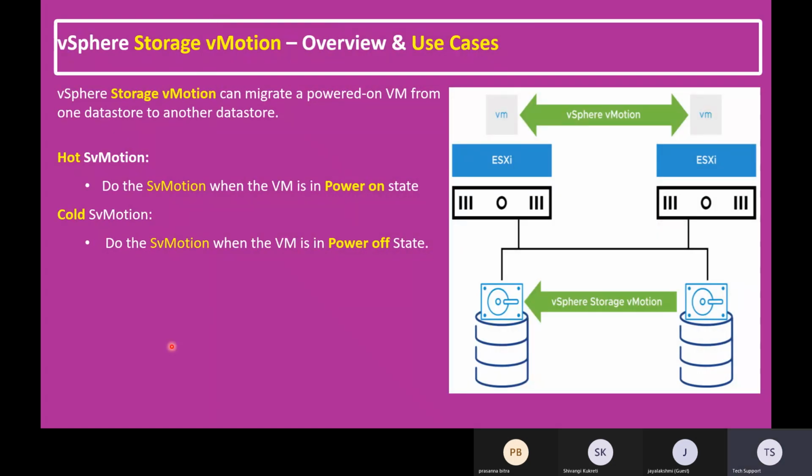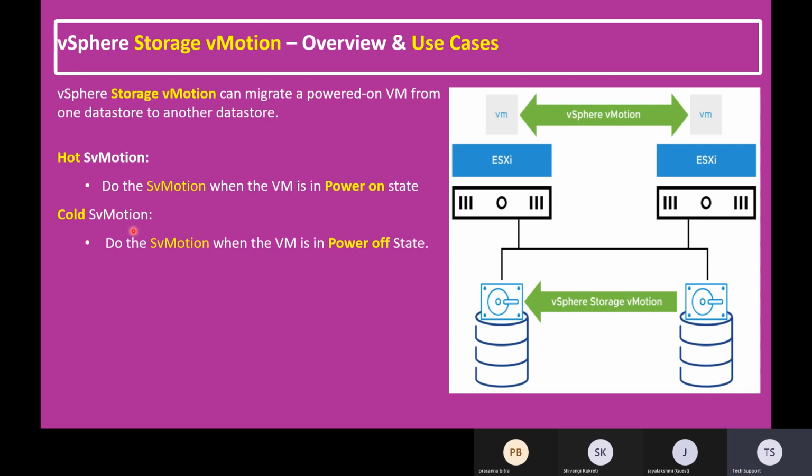Within storage vMotion, it's simple: storage vMotion can migrate a powered-on virtual machine from one datastore to another datastore. If you see in this diagram, vMotion means moving from one host to another host, and storage vMotion means only the storage level vMotion. It's not changing the host. It moves the virtual machine disk from one datastore to another datastore. When you migrate while the VM is powered on, we call it live migration, or hot SvMotion. When the VM is in a powered off state, we consider it a cold SvMotion.